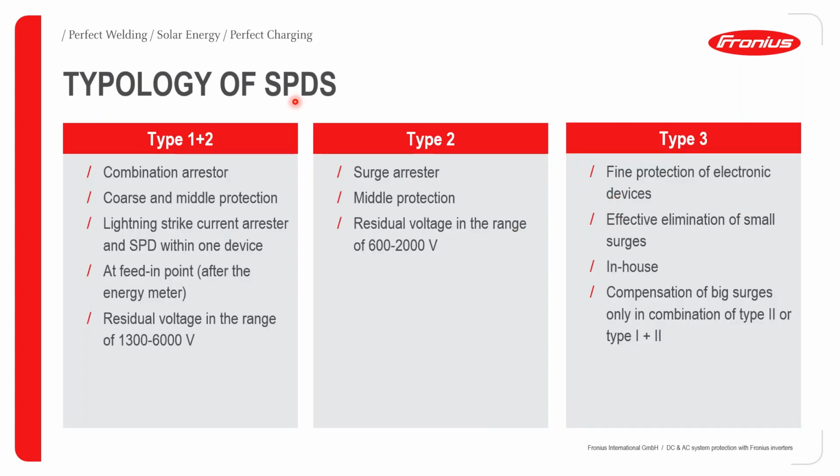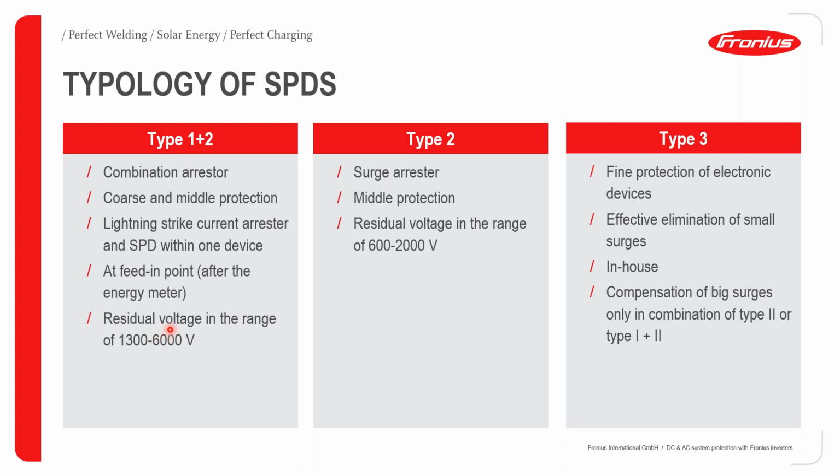So let's now have a look at the topology of SPDs. As mentioned, we have type 1 plus 2. We also have type 2, and we also have what we refer to as type 3. Type 1 plus 2 is a combination arrestor, and this offers both coarse and middle protection. It can do lightning strike current arresting and surge protection as one device. This is normally installed or retrofitted at the feeding point after the energy meter. As we saw within Fronius inverters, this is always done also in combination with the earthing conductor.